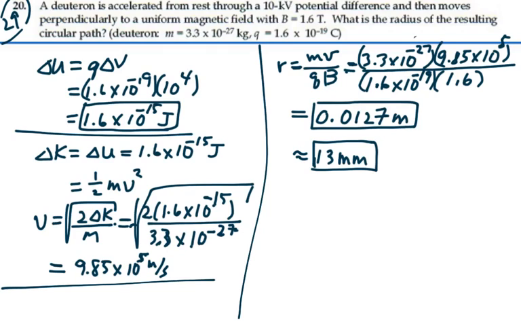Algebraically, we could have left the energy in terms of voltage and mass and charge, and then substituted that into this radius equation. But this is a straightforward way of looking at this problem, and that's why I preferred this.